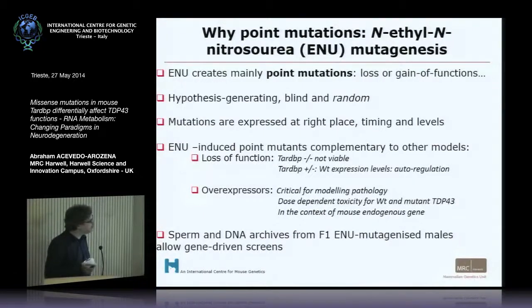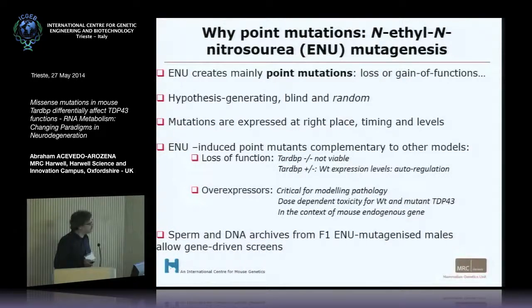So what we have been using is ENU mutagenesis, and ENU is a mutagenic agent that mainly produces random point mutations throughout the genome. So with ENU mutagenesis, it is the mutations that choose you. It's not you choosing the mutations. However, they are point mutations, and they have the clear advantage of being expressed at the right time, at the right place, and potentially at the right levels, although that's not necessarily always true.